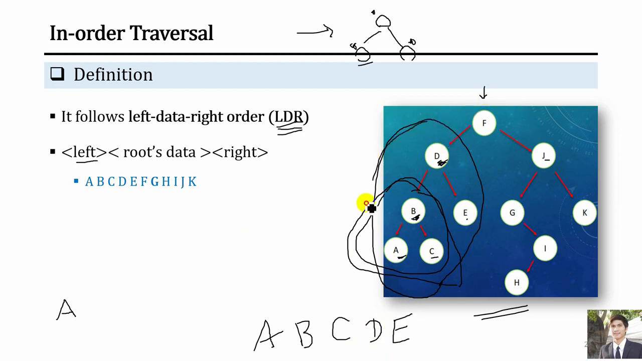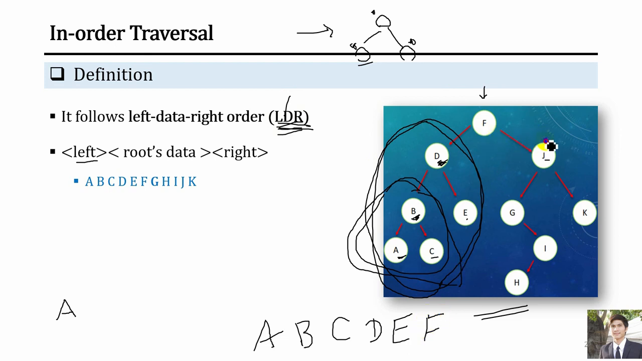This subtree is already done accessing the data. So next we go to the root. Left is already finished. Now we go to the root. The data here is F, right? So we get F here, and next we go right.